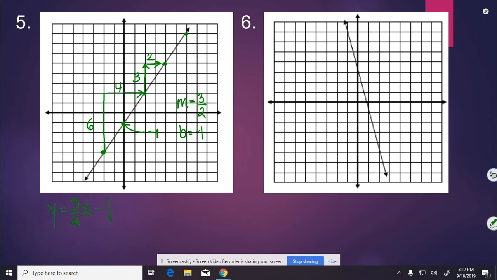Okay, number 6, again, looking for points that cross here, here, and here. And there's one more way up here. We have our y-intercept right here at positive 3. And then we take some points to figure out the slope. So if we go down and over, it's down 4 and over 1. So my slope is negative 4. And my y-intercept b is positive 3, making my equation y equals negative 4x plus 3, or y equals 3 minus 4x. Either are appropriate.